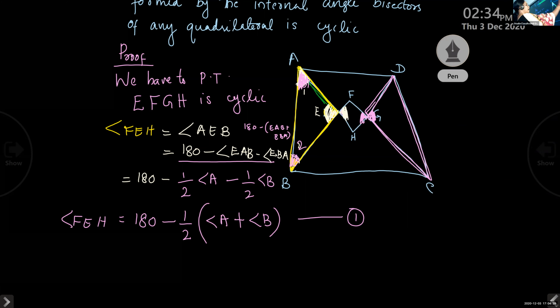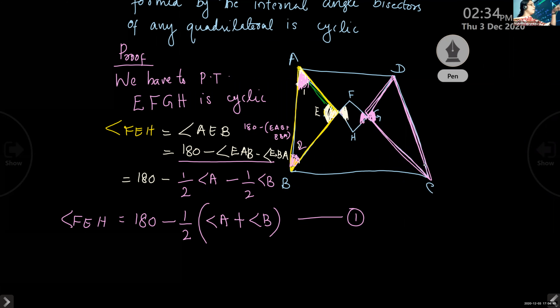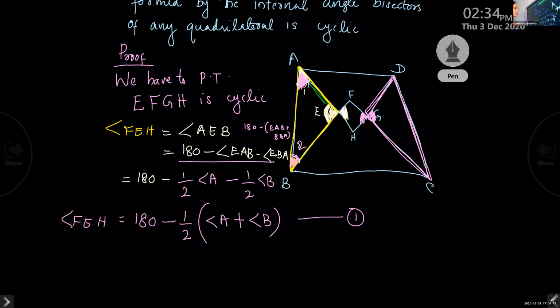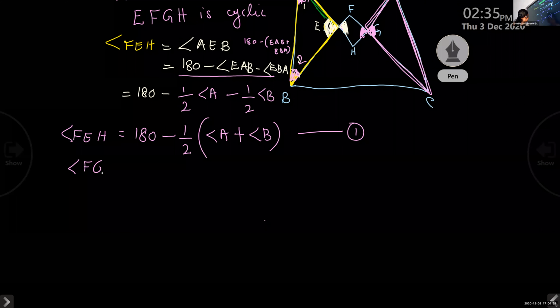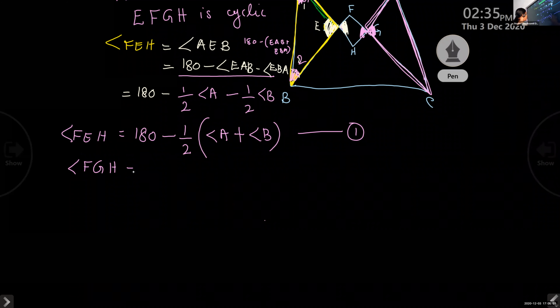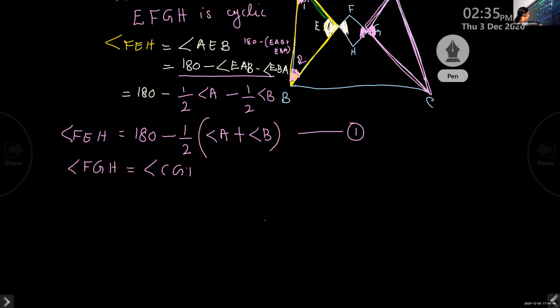Now similarly, you can take the right side, this other triangle. Here another triangle is there. We have to prove both the opposite angles, right? So that opposite angle is the vertically opposite angle of that triangle. Okay, so let me write that. Angle FGH equals angle CGD.